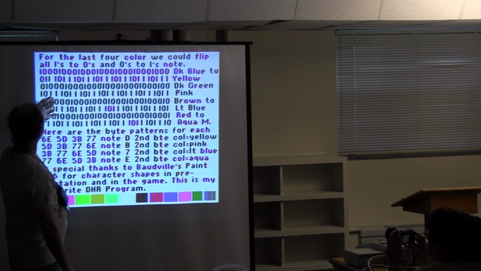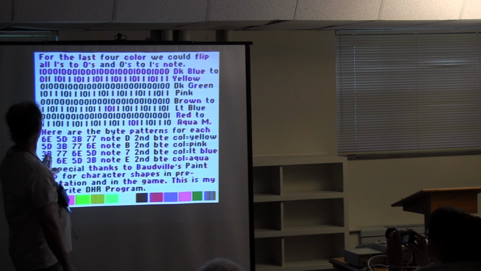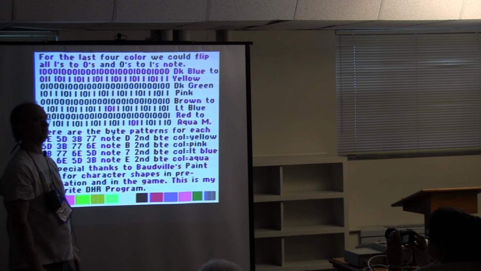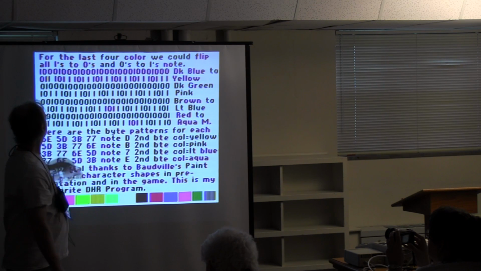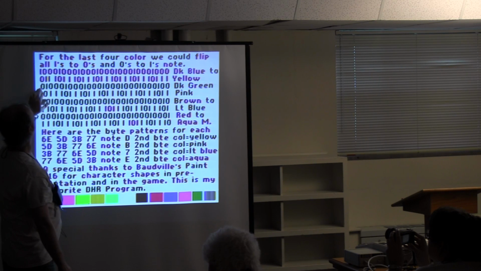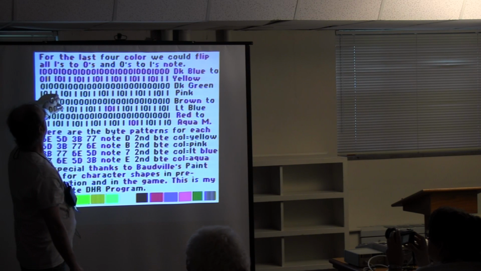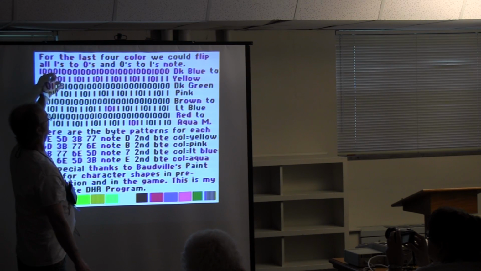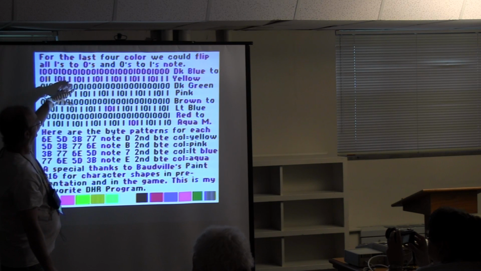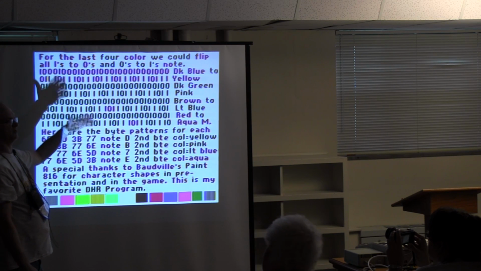With this one, we got 5D, 3B, 77, 6E. The B is the important one. Color equals 11, which is pink. Notice that pink is the opposite of dark green. In other words, you flip all 1s to 0s and all 0s to 1s. You'd flip dark green to pink or pink to dark green. Same thing with blue and yellow: you flip a dark blue to yellow or a yellow to dark blue.